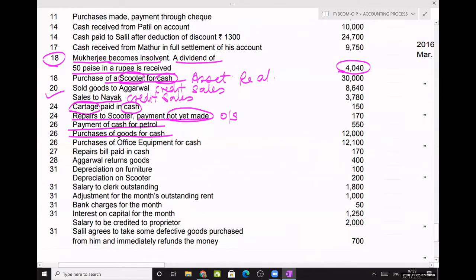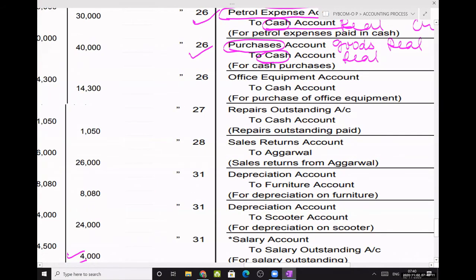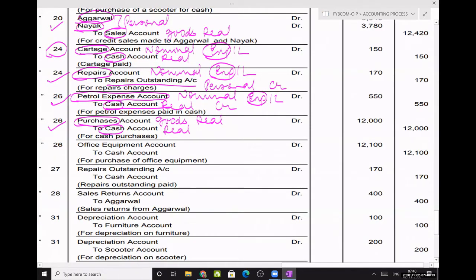Next, purchase of office equipment for cash. Office equipment is an asset. Office equipment is what? Asset. Asset means real account. Debit what comes in. Cash, real account. Credit what goes out.